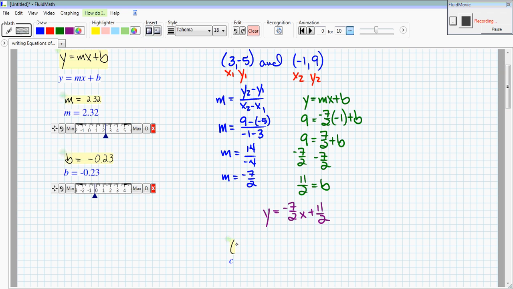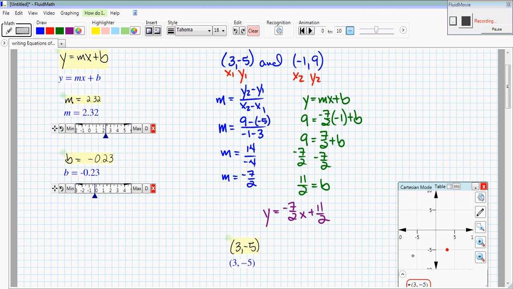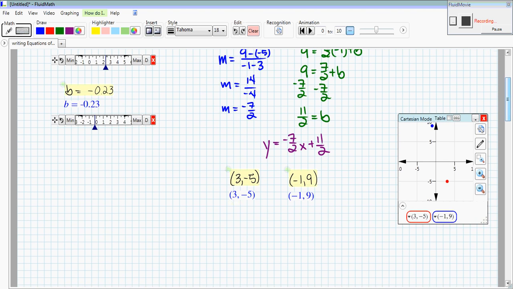I'm going to graph the point 3, negative 5 by swooping, which I didn't do very well. Okay, so there's that point. I'm going to graph the point negative 1, 9 on the same graph. Okay, so there we have our points. And then I'm going to graph the line y equals negative 7 halves x plus 11 halves.